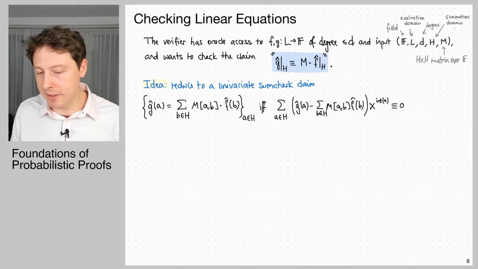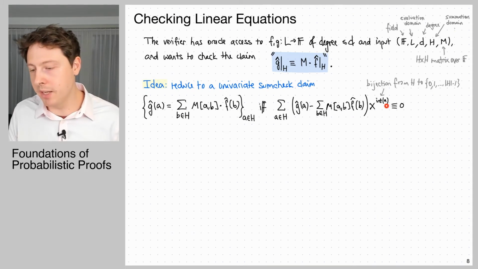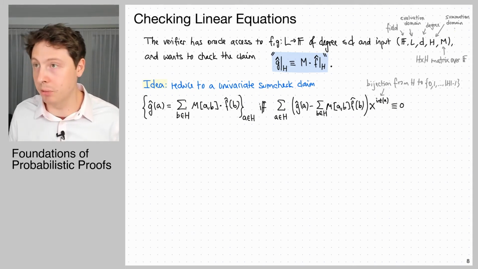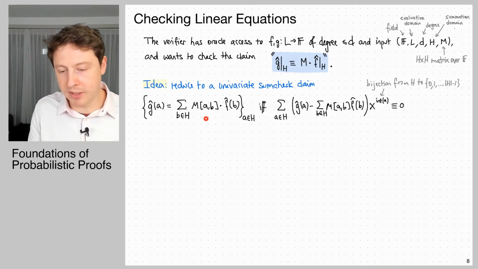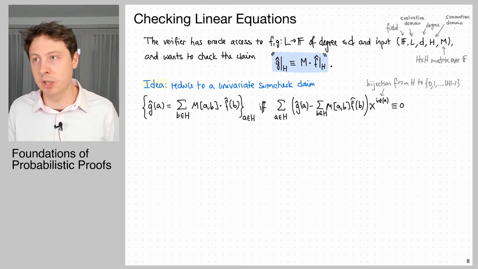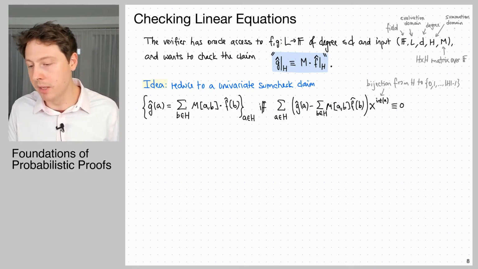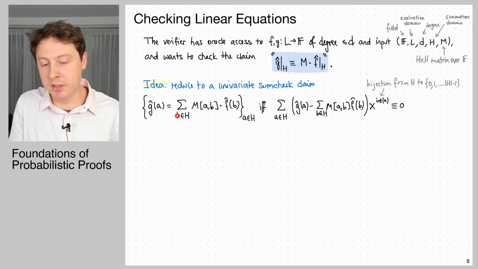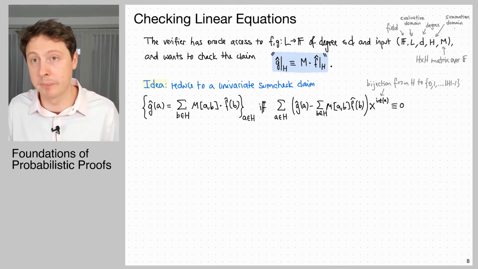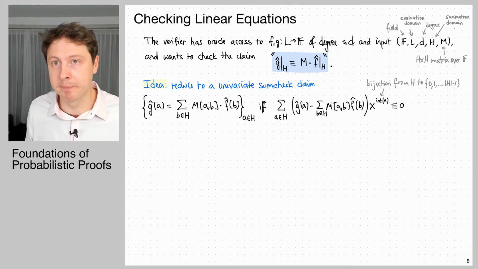I can rewrite this as the coefficients of some univariate polynomial, okay? And what is this int of a? It's just some bijection from H to 0, 1 through h minus 1. So I can take all of the constraints I care about and stash them as the coefficients of some polynomial. And they hold if and only if this polynomial is the zero polynomial, right? Because if one constraint doesn't hold, then this is not the zero polynomial. Again, we've done this like a million times already, okay?